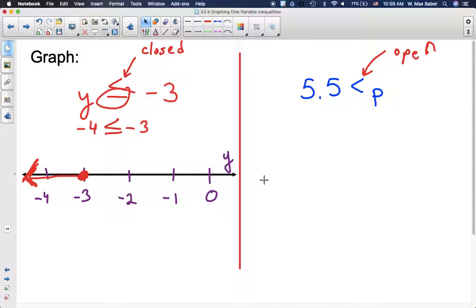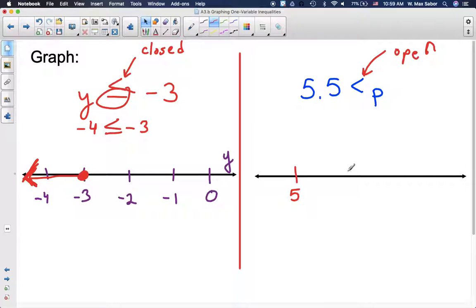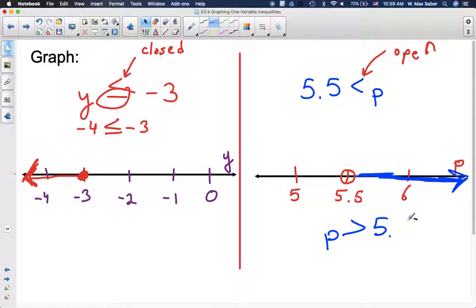Here, we'll also draw a number line. Let's go with 5, 5.5, and 6. Those are equally spaced because these are 0.5 apart. These are 5/10 apart, so they're the same. We already said that this is going to be an open dot. And then 5.5 is less than p. Well, 5.5 is less than, say, 6. So the numbers over here will make it true. Please note that this is the same thing as saying p is greater than 5.5.